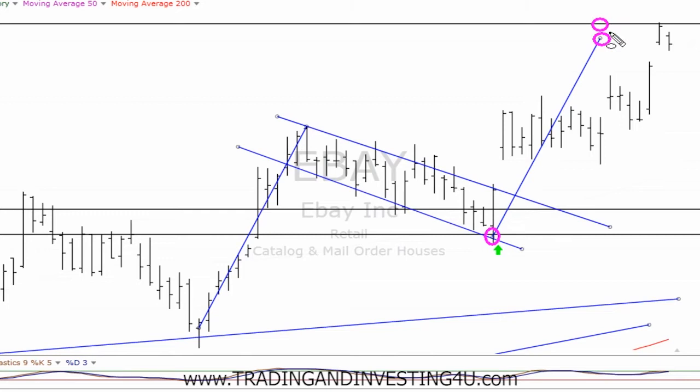I had a target projected up the top here, and as you can see, the market ran right up to there, and it popped and it ran up through here. It actually stopped there, and now it's actually reversed just a little bit on eBay.